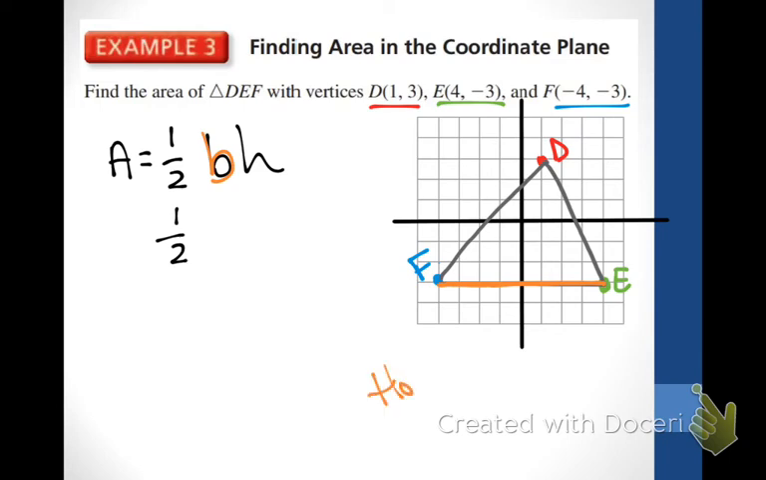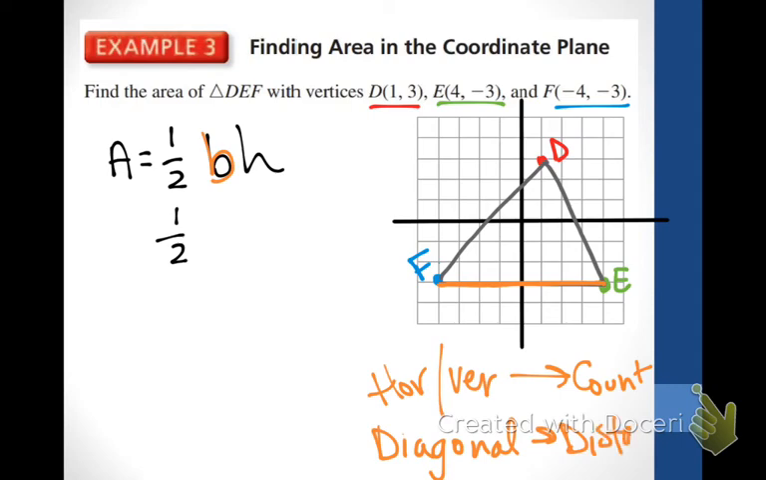Remember, if it is horizontal or vertical, you're going to count, okay? If it is diagonal, which neither will be here, that's when you use the distance formula. Okay, but we're going to count. 1, 2, 3, 4, 5, 6, 7, 8. So the length of the base is 8.